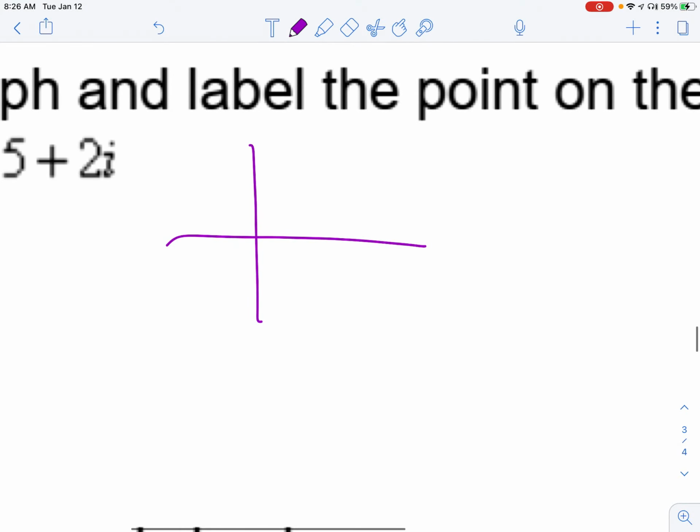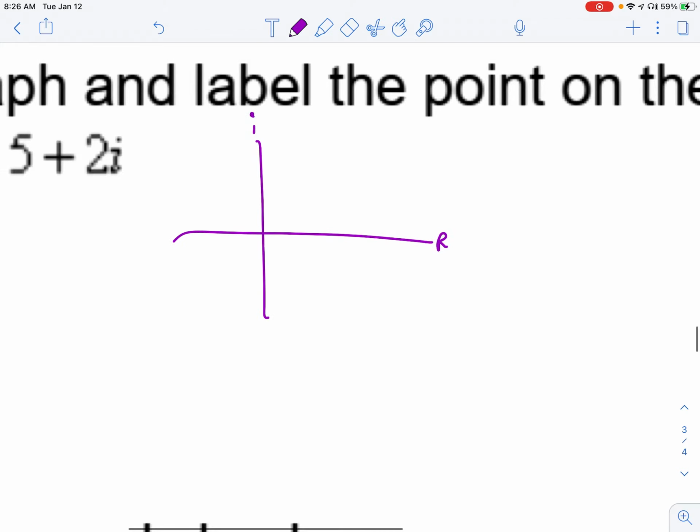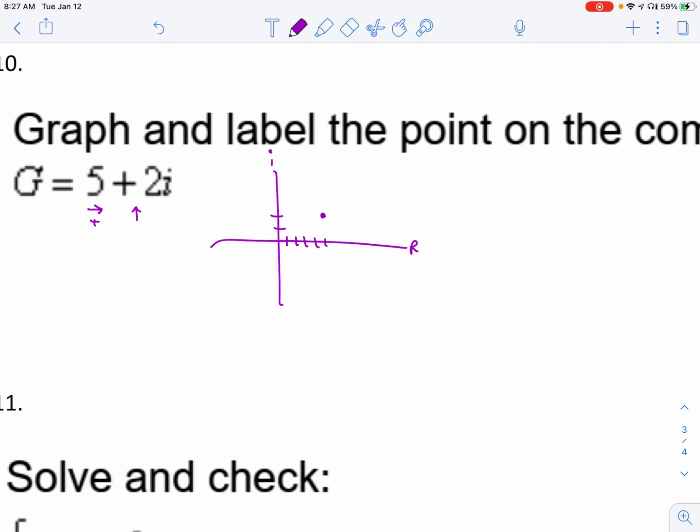This is actually much easier than what you might think. That's your imaginary axis. This is your real axis. So this means to go over 5, positive 5 on your real axis, up positive 2 on your imaginary. So 1, 2, 3, 4, 5, 1, 2. And it's that easy. That's how you graph and label the point, and this is point G.